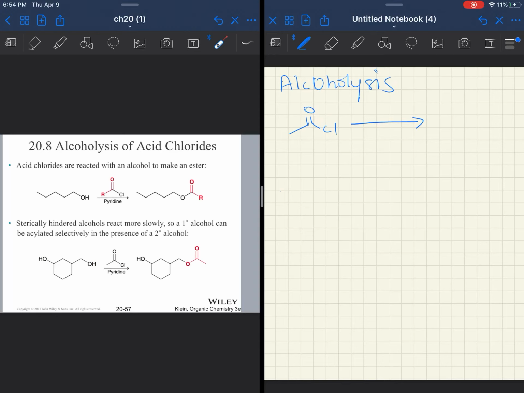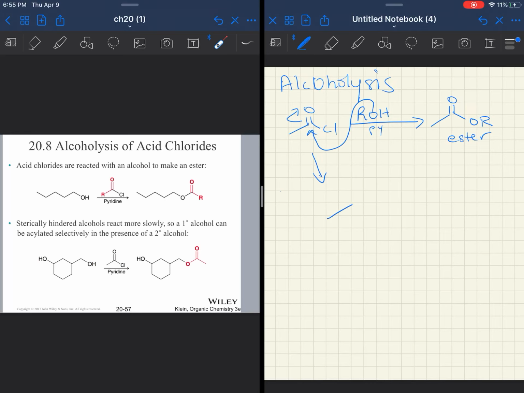Alcoholysis is going to look very similar. All right, we're going to have our acid halide. We are going to react it with an alcohol. There might be pyridine around to absorb that acid that we're going to make. And we're going to make an ester. Right, so this gives us access to esters.